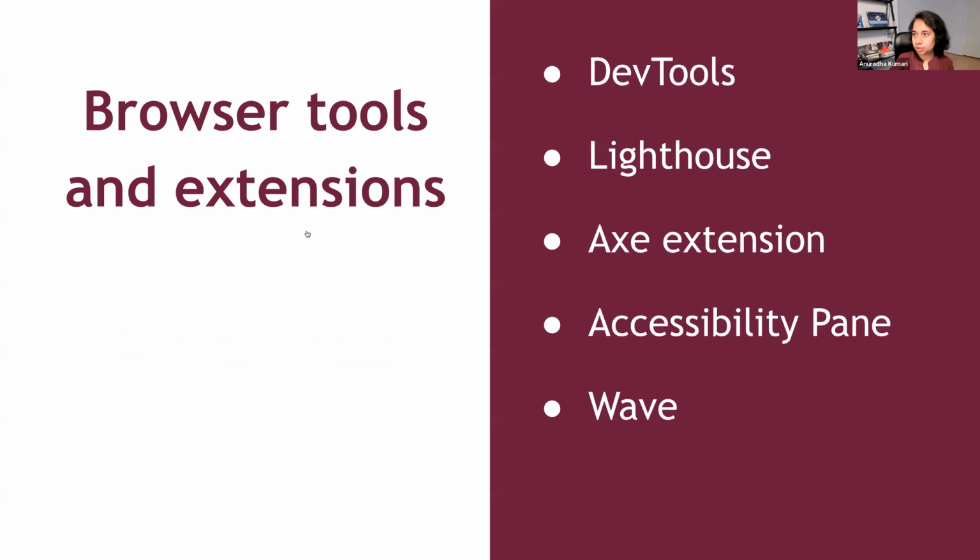Then there are different browser tools and extensions. Some of them which I really like are, first of all, the dev tools of any browser. They always contain good tools, like the accessibility pane and accessibility tree and so on. Then there is Lighthouse, which you can use to audit for accessibility. There is also the Axe extension, which you can install. There is a WAVE plugin, which can be used to audit the accessibility of your website.